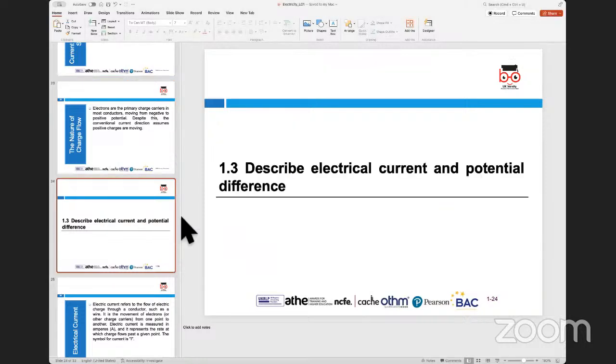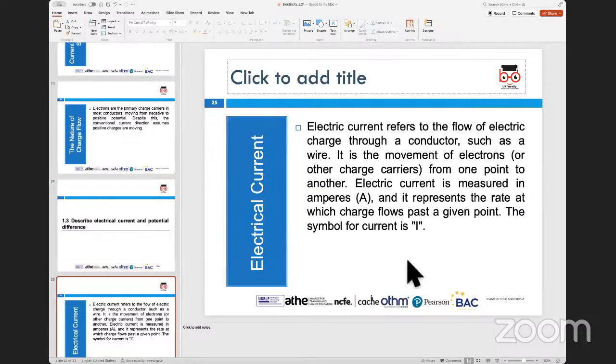Now, the last assessment criteria in this particular unit talks about describing electrical current and what is the potential difference between electrical current and potential, and how it moves. That is what we want to be looking at. So when we do talk about electric current, as I mentioned to you earlier, it refers to the flow of electric charge through a conductor.